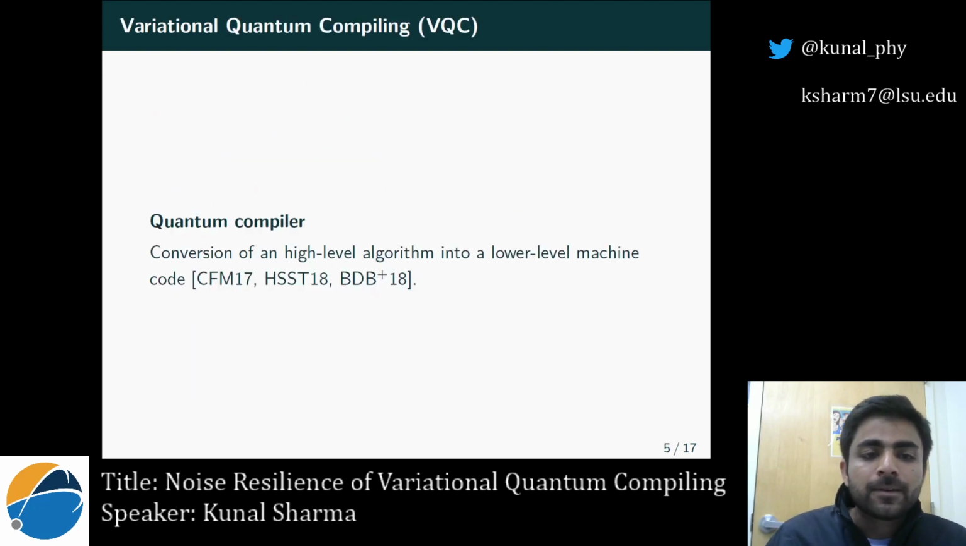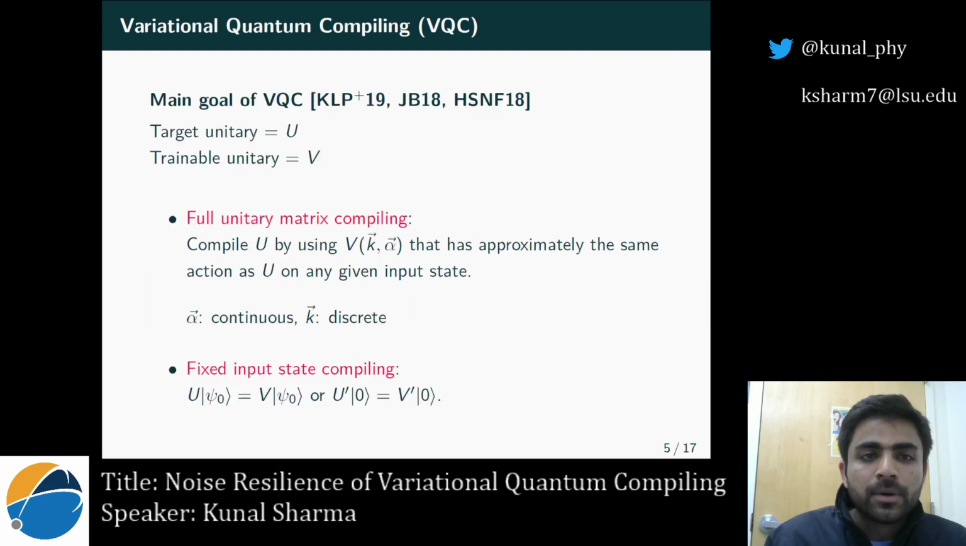So what is compiling? Compiling is to convert some high-level algorithm into some low-level machine code. And what do we mean by variational quantum compiling? Suppose you want to implement some unitary U on a quantum computer, and this could be some big matrix, let's say acting on 100 qubits. And maybe you figure out from classical algorithms how you can implement it on a quantum computer for a given connectivity and also for a given alphabet. But maybe the optimization is not global, because the dimension of the matrix is very big. In that case, quantum computers can help us.